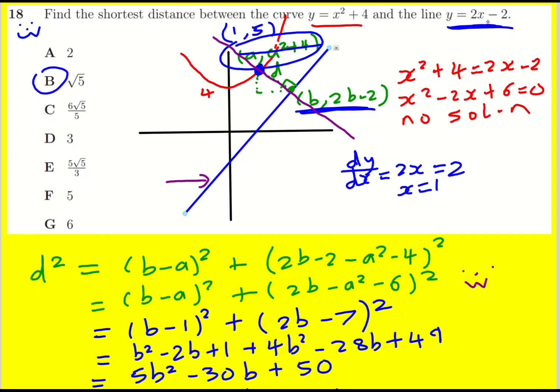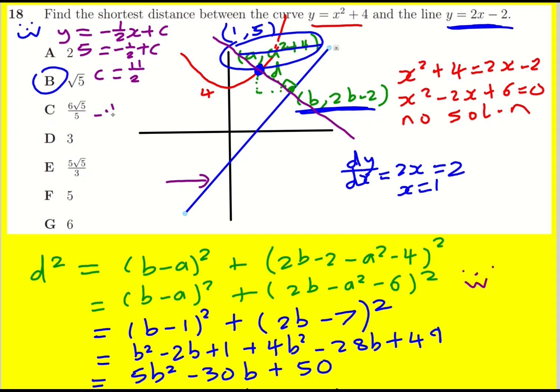So you're going to get a gradient of minus a half for the negative reciprocal, and then I'm just going to go with y equals mx plus c here, but y equals minus a half x plus c. This is going to be the normal now. And then I can sub in 1, 5. So 5 equals minus a half plus c. So c is 11 over 2.